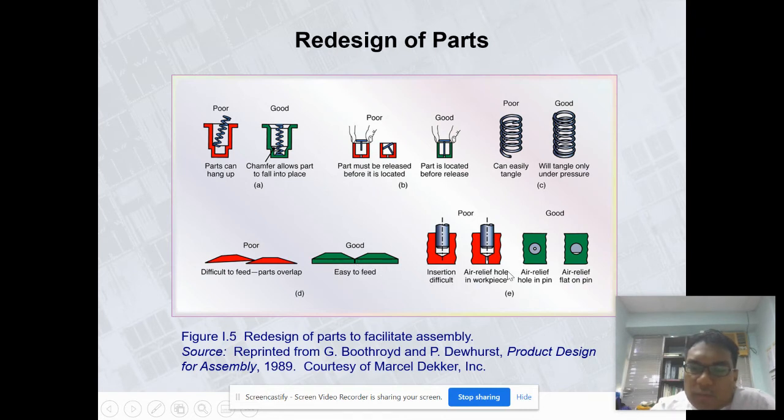And finally, when you want to design a fixing system, like a bolt or nut, there should be air relief holes here, so that there is no high pressure, otherwise the part will easily break. Make sure that, because when we tighten it, there's pressure, so make sure there are air relief holes, so that the part will last a long time.